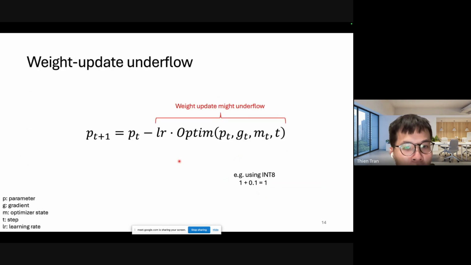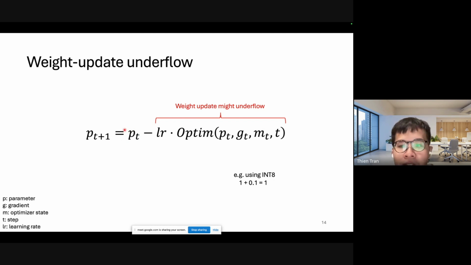So what's the problem if we are just using low bit weights for training? The biggest problem is the weight update underflow. This is the general equation of the optimizer step. This one is the current parameter, and this one is whatever the optimizer calculates, telling you how you should update the parameter. You scale it by the learning rate, subtract it from the parameter, and this gives the new parameter. The problem is, what if this update is too small compared to the current weight? It means that the weight won't be updated at all.